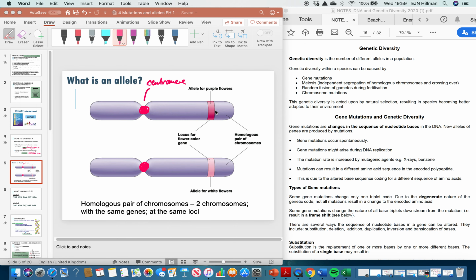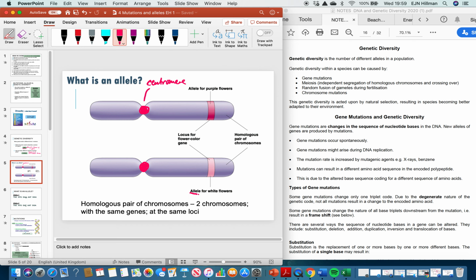Okay, so what is an allele then? We've mentioned an allele already as the alternative version of a gene. And they exist at loci. So here we have the gene. Now the gene is the same, it is the allele which is different.